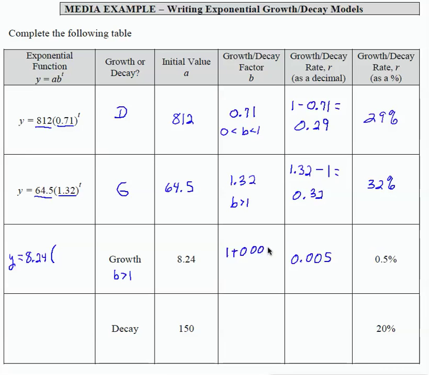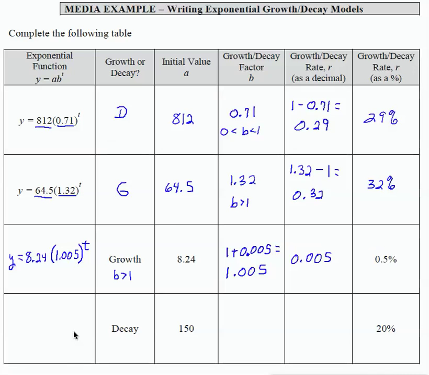So my r value, my point didn't show up, there it is. And so my b value is 1.005. So I'm going backwards from the process that I used up here. My b value then can be inserted, 1.005, and my exponent is t.